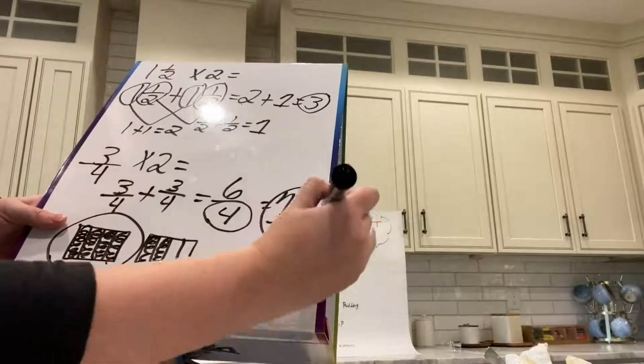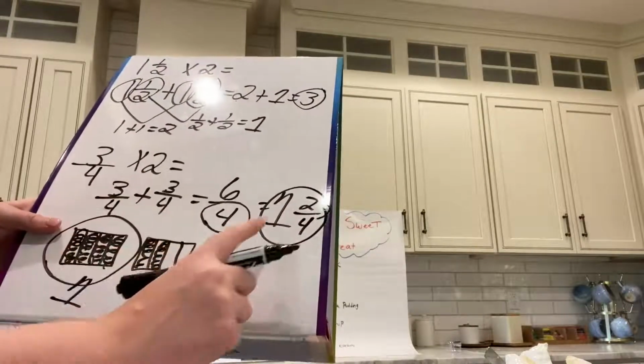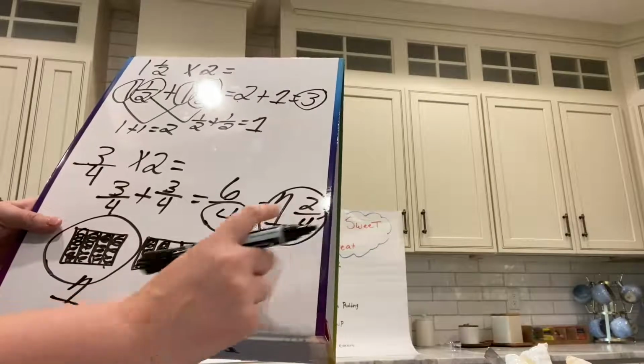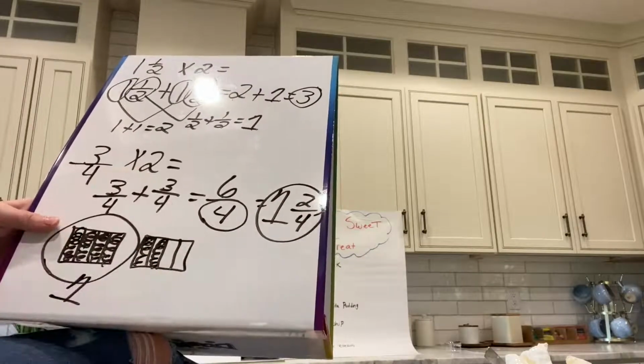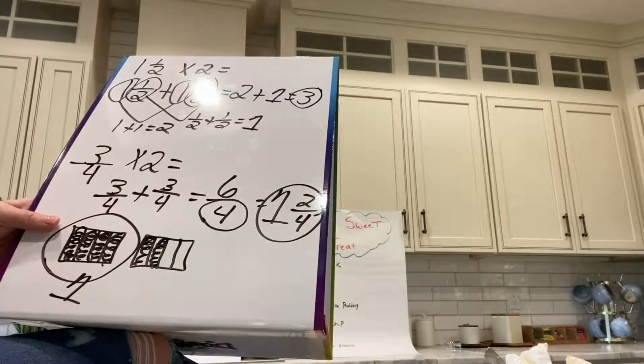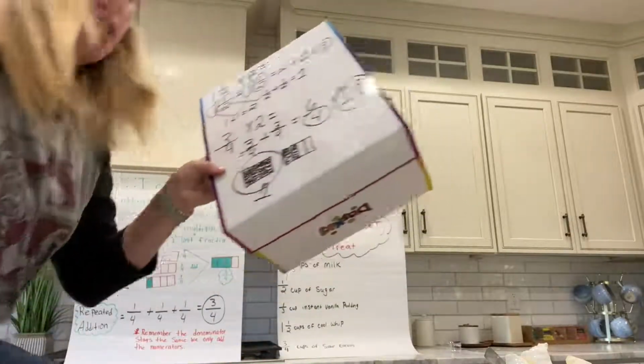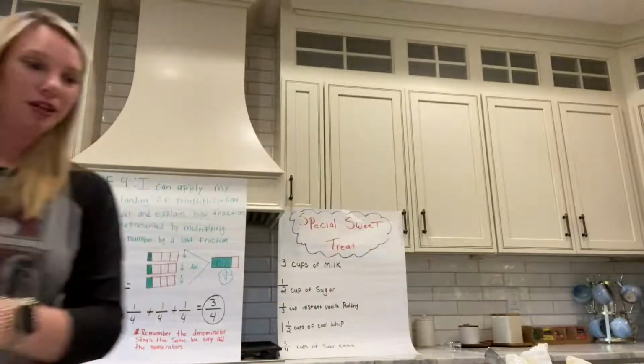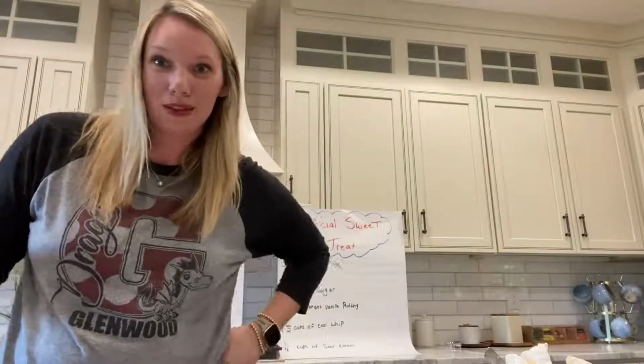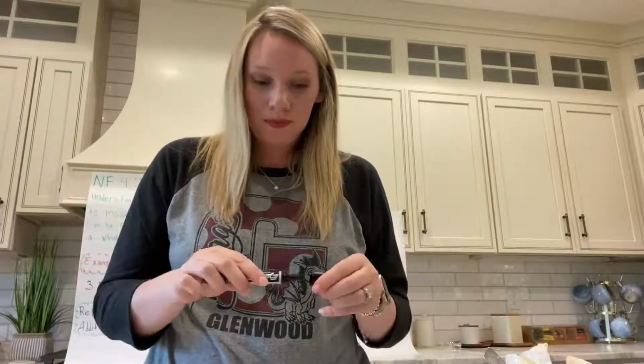So my answer now is that I need 1 2/4 cups of sour cream for my recipe. Good job, guys. Your math skills were great. Now it's time to cook. That's my favorite part, making the sweet treats. Actually, my favorite part is eating the sweet treats. But somebody's got to make it, right?